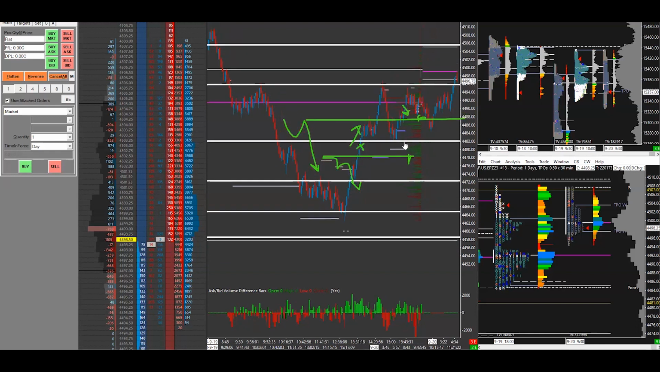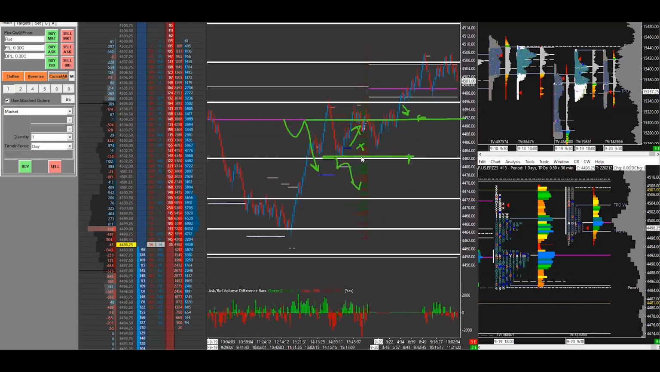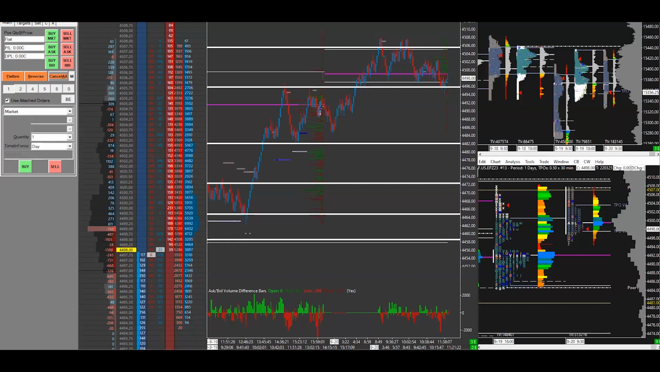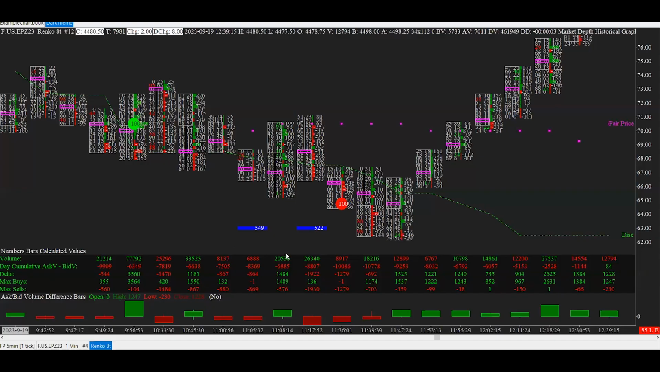So delta is a very useful tool in finding trapped traders, finding pullback regions, and identifying where there are very large imbalances in price. There are also other delta aspects. You can look at the footprint, the numbers bar here, which allows you to see cumulative delta on the session.